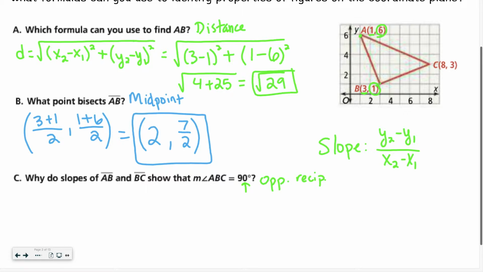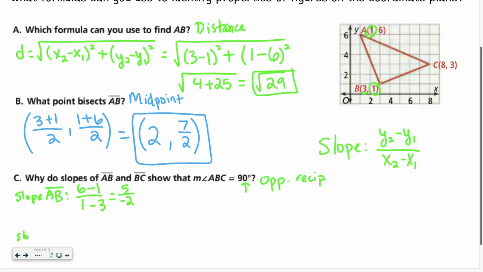Let's find the slope of segment AB. So I'm going to take my y value. So if I start with 6, and then my other y value, I'm going to say minus 1. Since I started up here at the 6 for the y, that means I have to start with the 1 for x. So I'm going to say 1 minus 3. So 6 minus 1 is 5. 1 minus 3 is negative 2. That's the slope for AB.